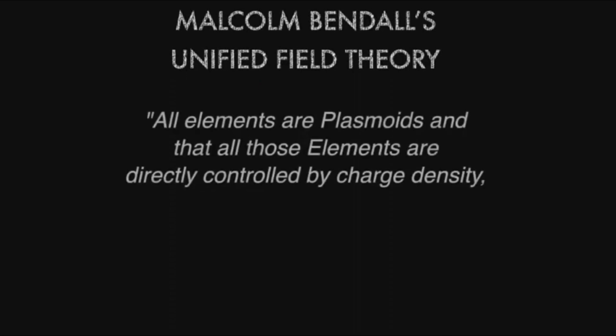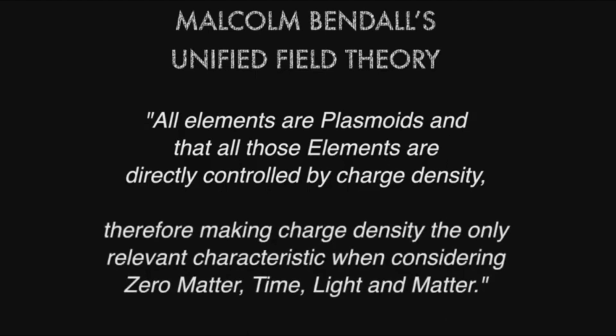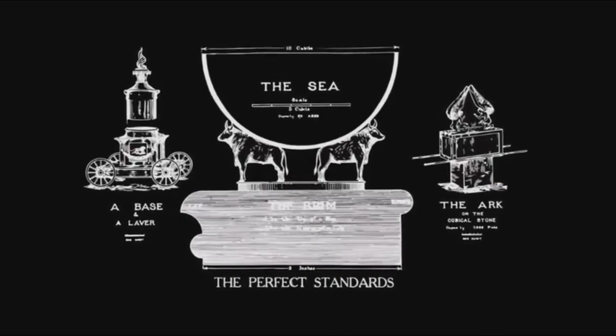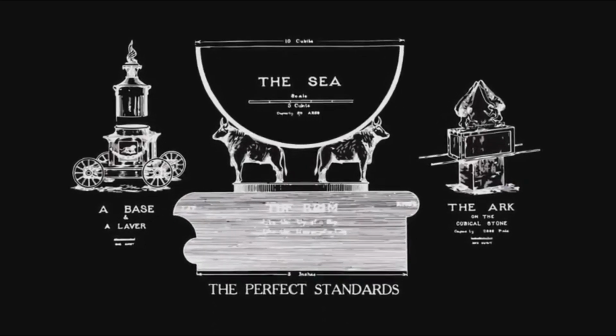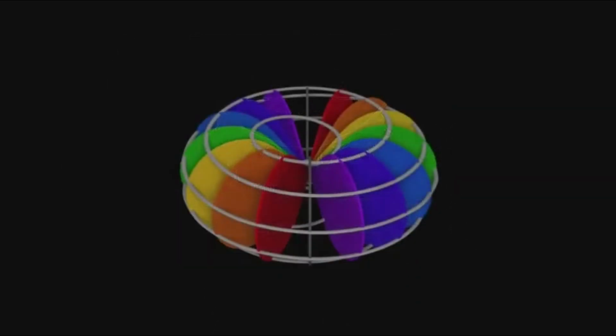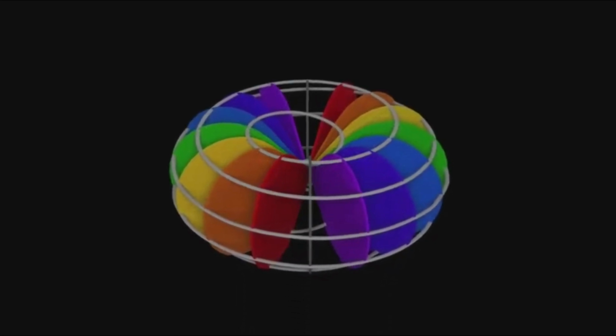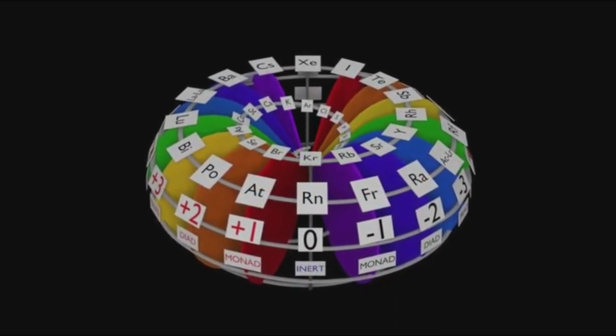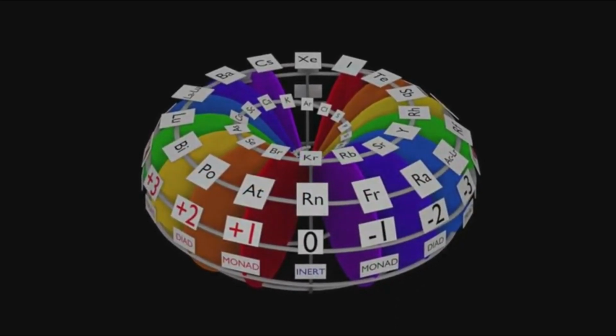The underlying principle of Malcolm Bendall's unified field theory is that all elements are plasmoids, and that all those elements are directly controlled by charge density, therefore making charge density the only relevant characteristic when considering zero matter, time, light, and matter. The implosive vortex waveguide is inspired by the molten sea Vajra, based on Malcolm Bendall's scientific observations drawn from his Bendall torus. This led to his unified field theory, which is clearly illustrated by his model of the elements and his octave dimensional model.